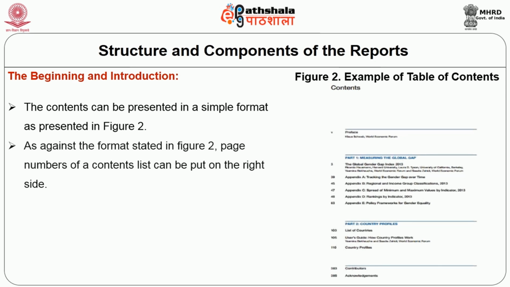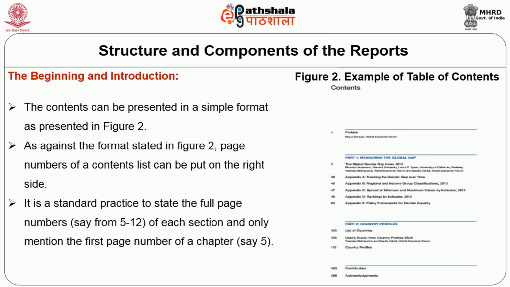As against the format stated in this figure, page numbers of a content list can be put on the right side. It is a standard practice to state the full page numbers of each section and only mention the first page number of a chapter. You may follow the convention that is acceptable to your organization.